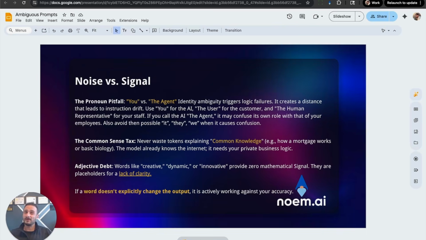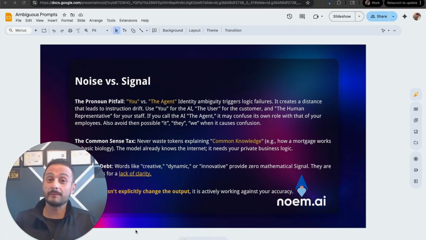Adjective debt: you've got to be very specific. If you say, hey, be professional, be creative. When you say something like be professional, did you think the LLM was not going to be professional and was going to start speaking in slang and cracking jokes with the user? It's not, right? Be creative, dynamic. Whenever you find yourself using these adjectives, that's usually a sign of lack of clarity. So make sure that we spend the time reading our instructions, reading our prompt. Any word that's in there that's not explicitly changing the outcome of the LLM is a waste and can only add confusion. So I hope this helps you build better AI agents.